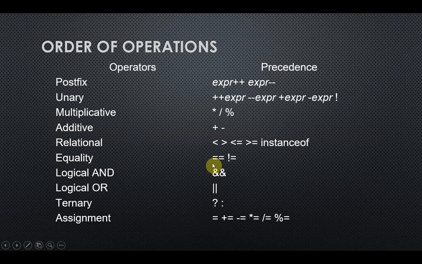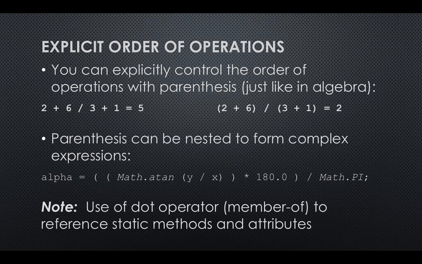Next comes equality. That's the equals and not equals. Next comes the logical and, then the logical or, then the ternary operator, which is another one. It's outside the scope of this Introduction to Java course, but it is there. Lastly comes assignment, and that's really handy when we start chaining operations together. We can also explicitly control the order of operations with parentheses.